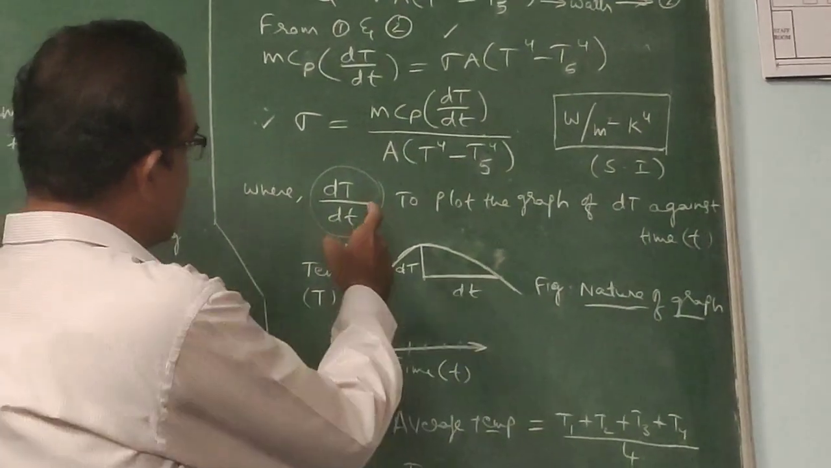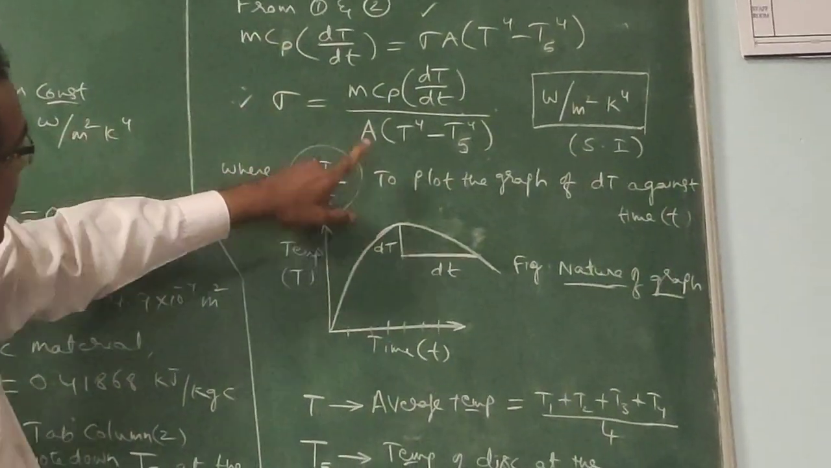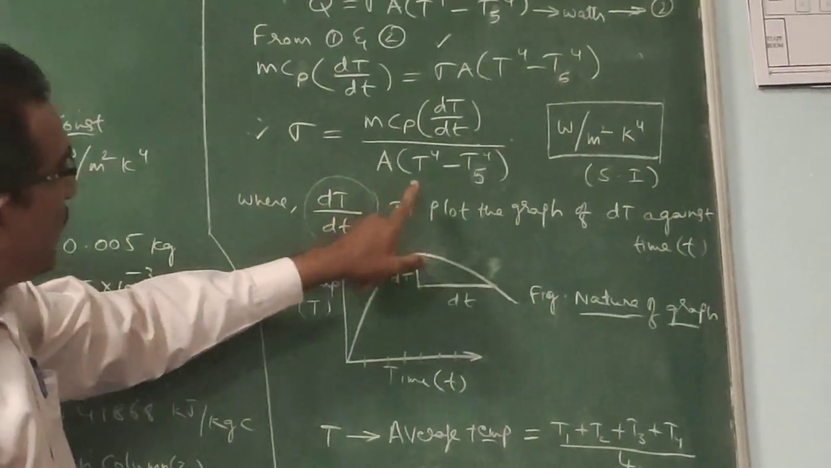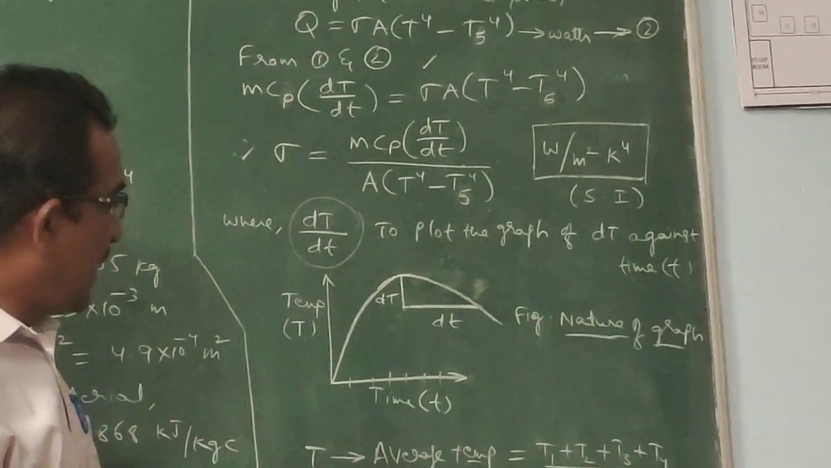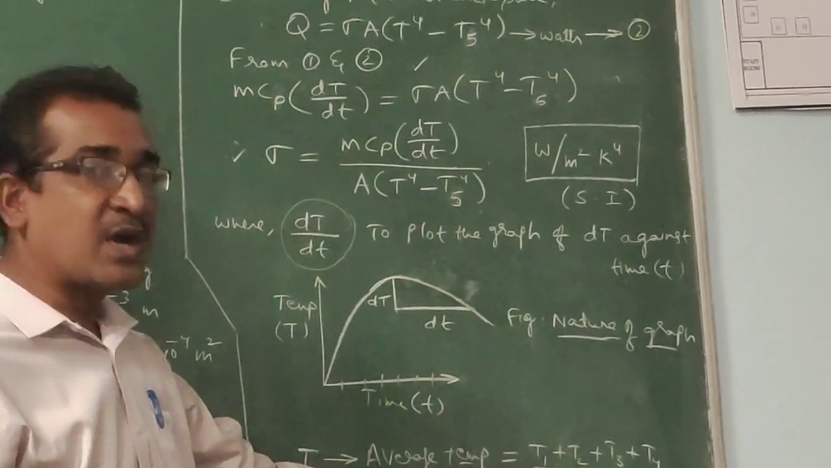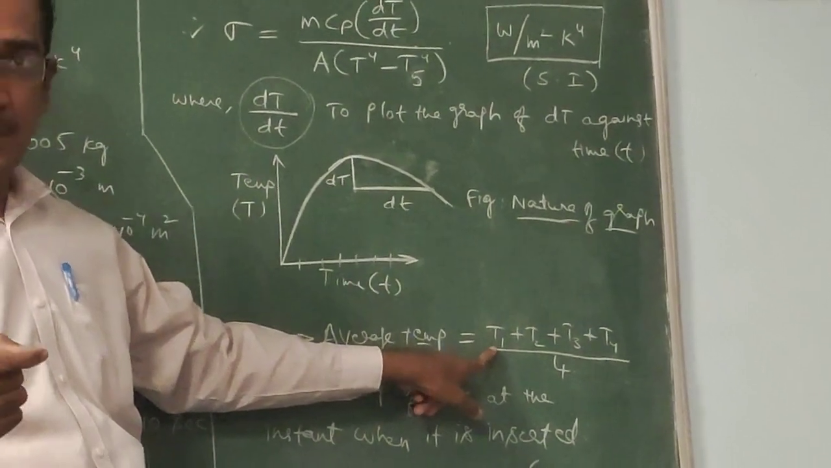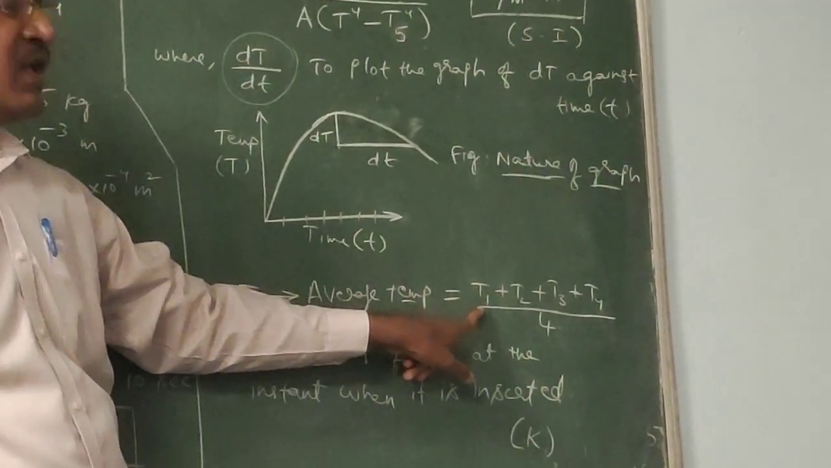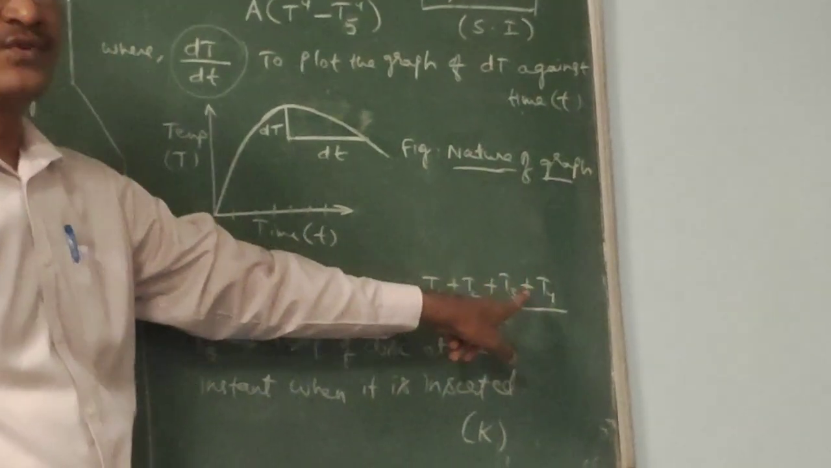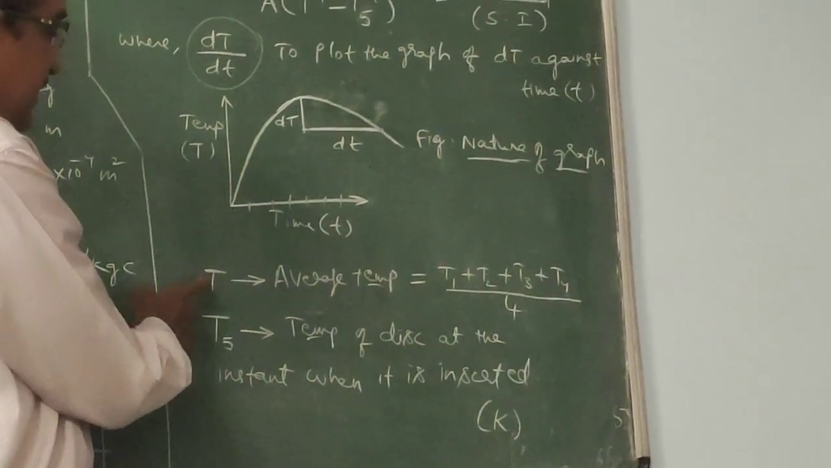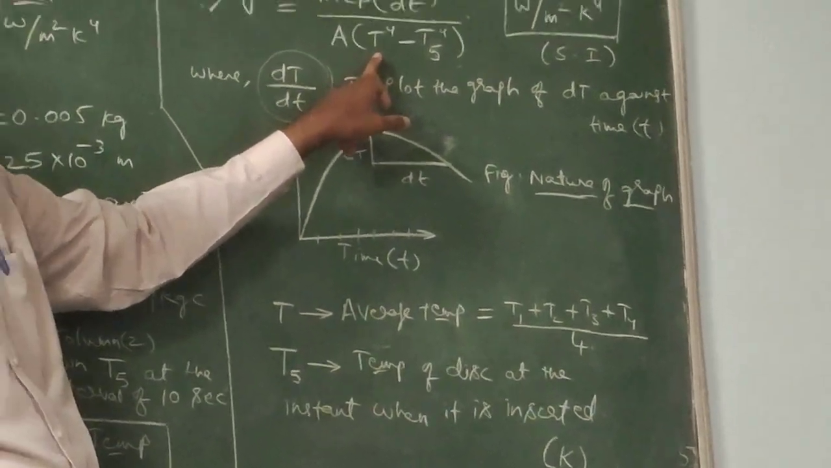From the above equation, what is capital T? Capital T is the average temperature. The number of thermocouples is 4, mounted on the hemisphere. We have to take the average of them. That means T1 plus T2 plus T3 plus T4 divided by 4. That gives you T average, which should be substituted here.